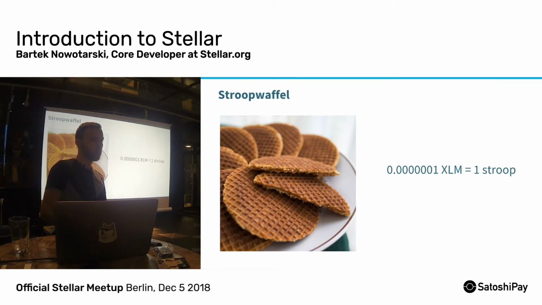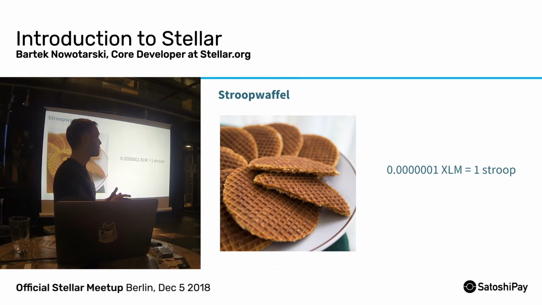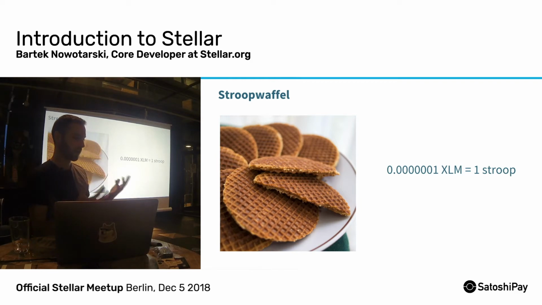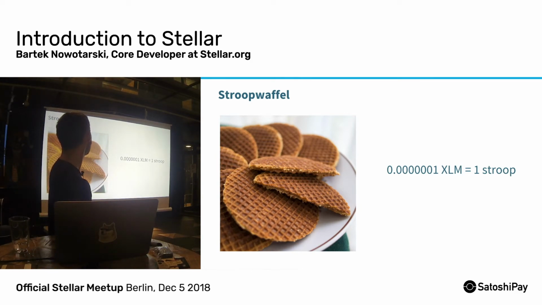Just one more note connected to lumens. So basically, you can divide a lumen up to 1/10 millionth unit of lumen, and the smallest unit of currency is called stroop, and the name comes from stroopwafels. So that's actually funny.